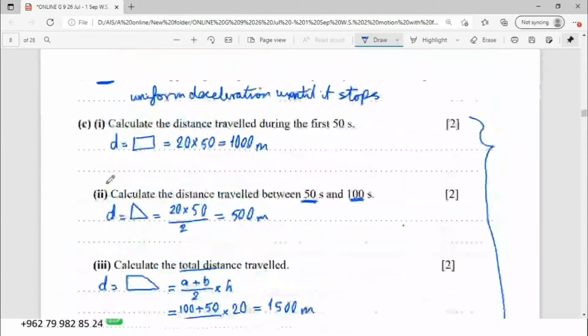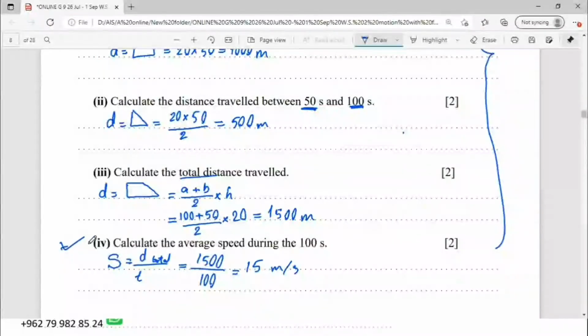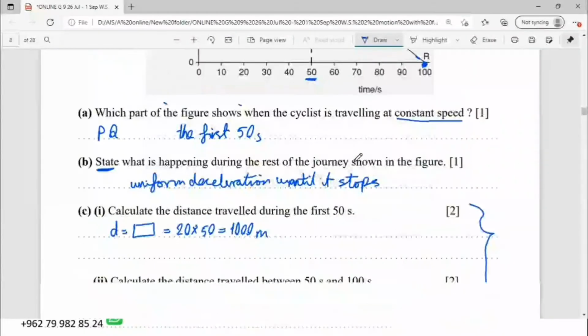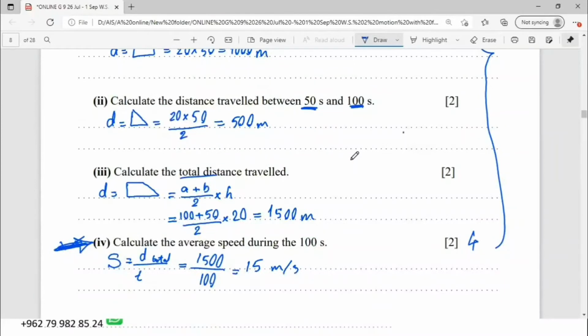In the extended paper, they don't ask part C III. They ask directly this question, calculate the average speed. So you have to do it, and it will be worth 4 marks or 3 marks. So you have to do all these steps together and get the answer. Okay, any questions so far here?